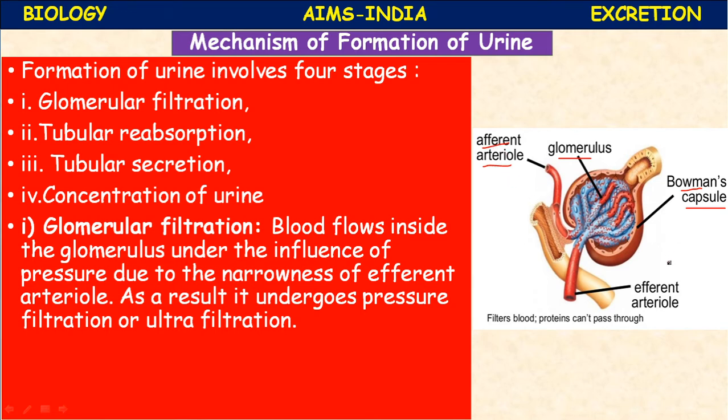Okay. Then what are the substances that are filtered into the glomerular capsule? Okay, this is the glomerular capsule. What are the substances that are filtered? Okay, just now we have discussed. They are the urea and the nitrogenous waste materials.